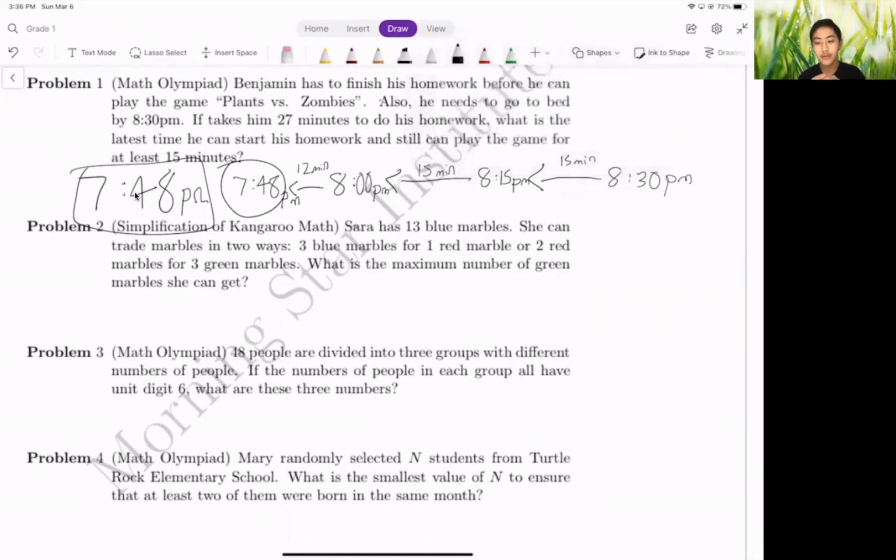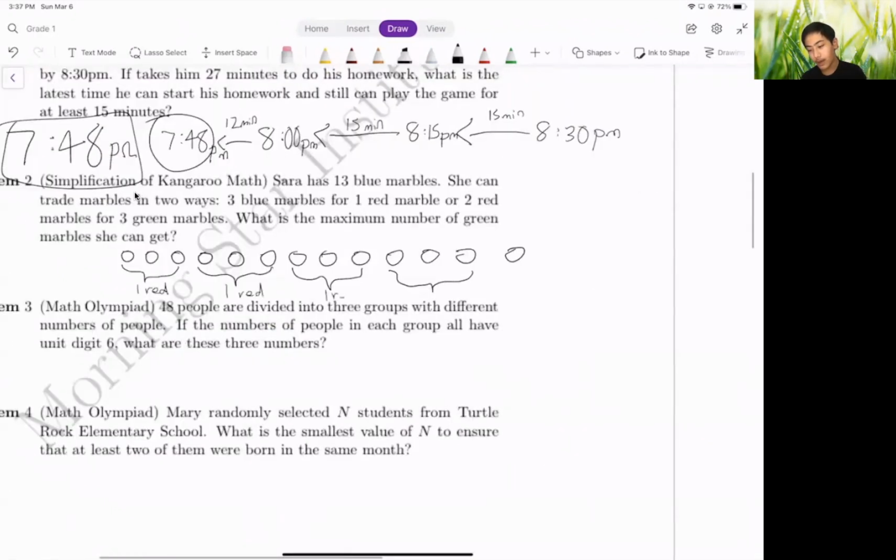So let's see. Let's pretend that black is blue here. So let's just draw out 13 blue marbles. Okay, and this is 13 blue marbles. And it says 3 blue marbles for 1 red marble. So let's group up 3 blue marbles all together. As you can see here, we have grouped together 4 groups of 3 blue marbles with 1 left over. So this can be 1 red, 1 red, 1 red, 1 red. And this together is 4 red marbles.